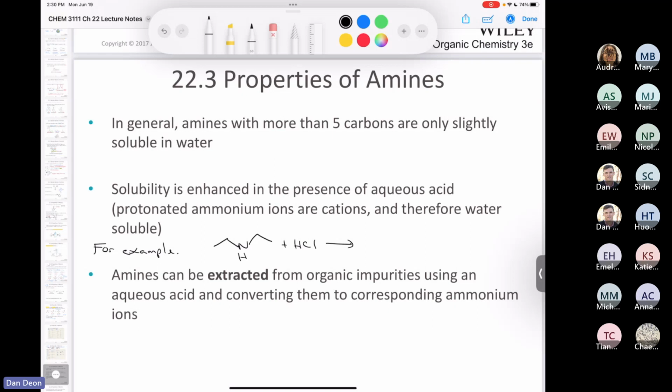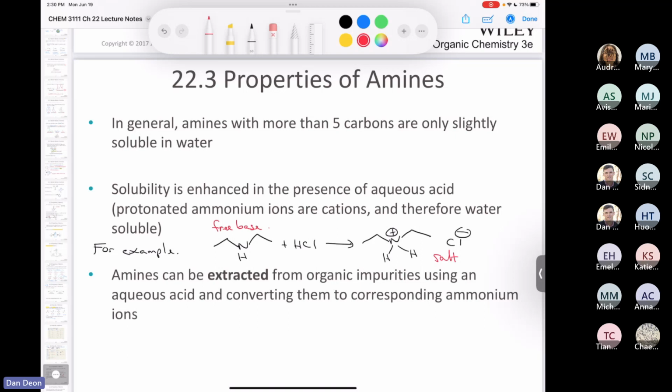But if we put it in a strong acid, then you're going to end up with the diethylammonium ion plus here, and then we get Cl minus here. So we end up with a salt, and we know that a salt is going to be more water soluble than the free base. We would just call this the free base. The salt is going to be more water soluble. And so we can extract an amine from organic impurities by adding aqueous acid and converting it to the corresponding ammonium ion. So that's one of the techniques we can use to purify mixtures of organic compounds.